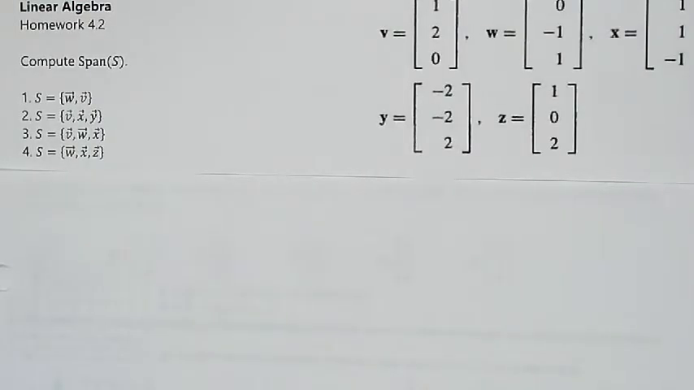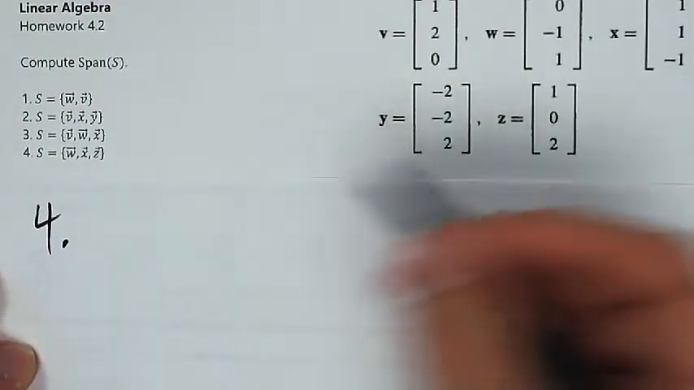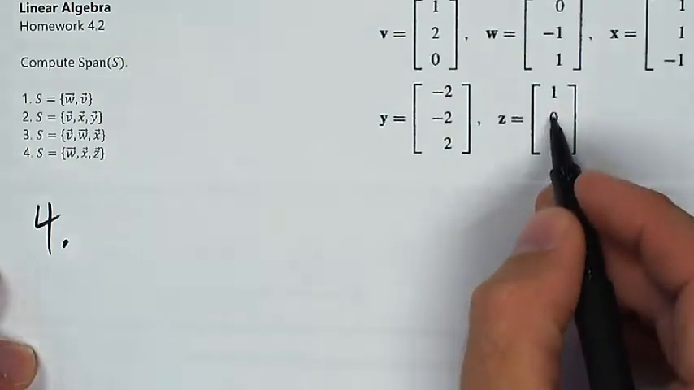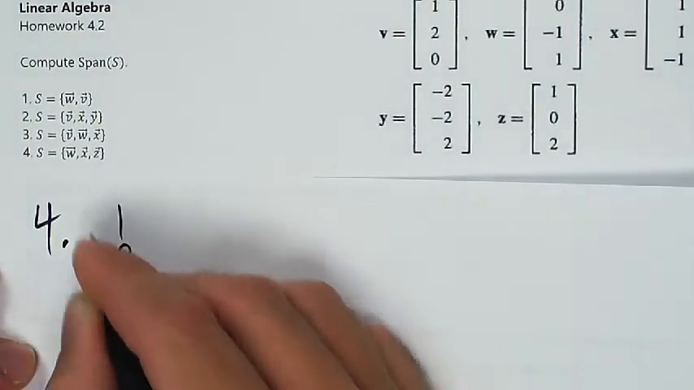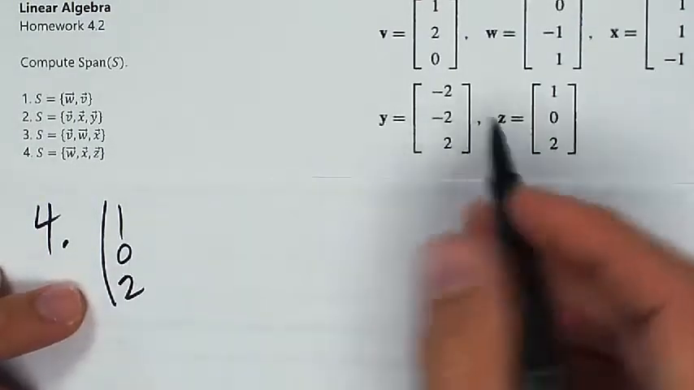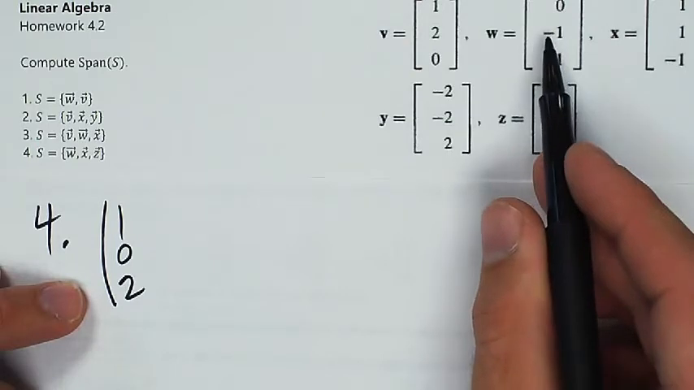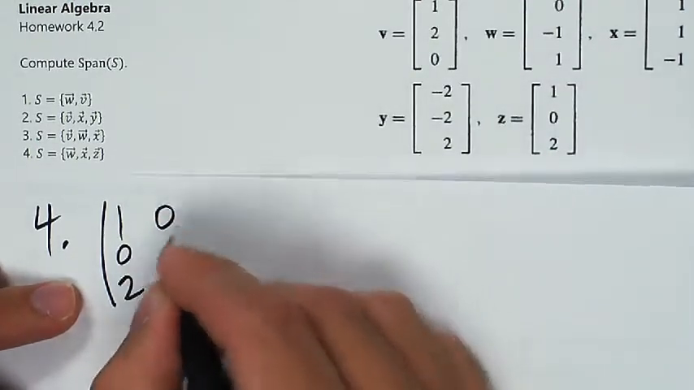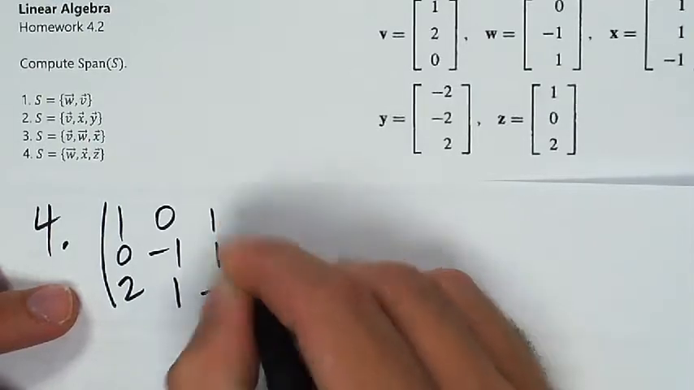Okay, number 4 is w, x, and z, so all right, I'm not sure how that's going to play out. What I'm going to do is use this one as the first column because it's going to work out the same way. 1, 0, 2, that's w. So I'll take that one, 0, negative 1, 1. And then x is 1, 1, negative 1.